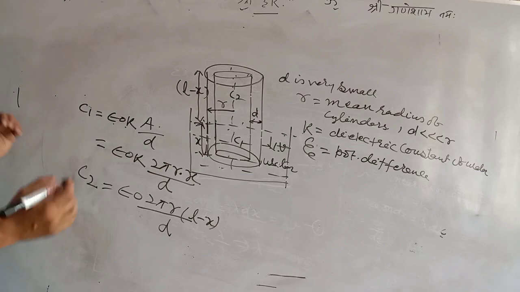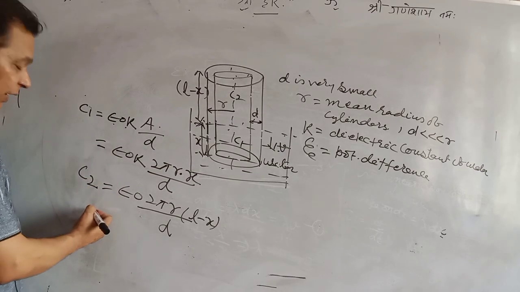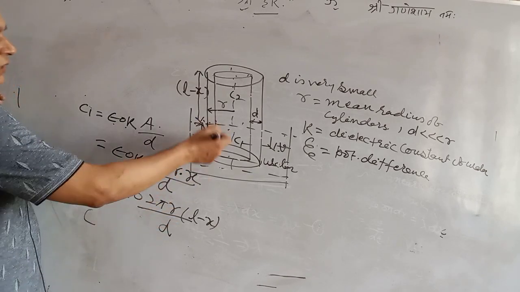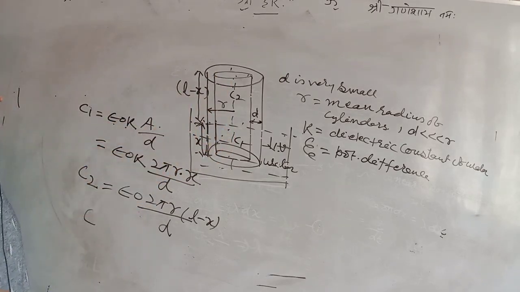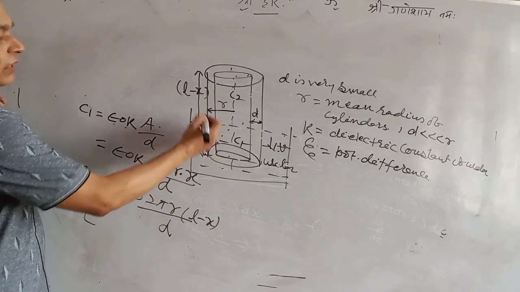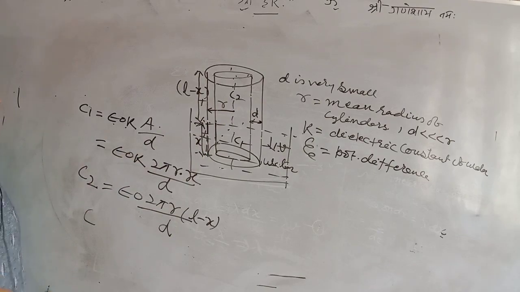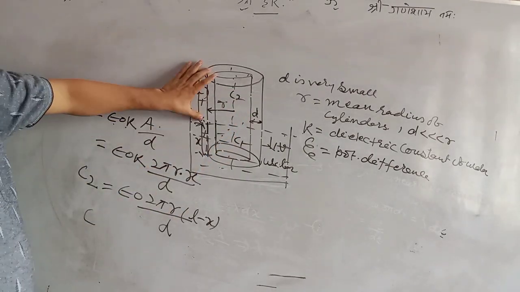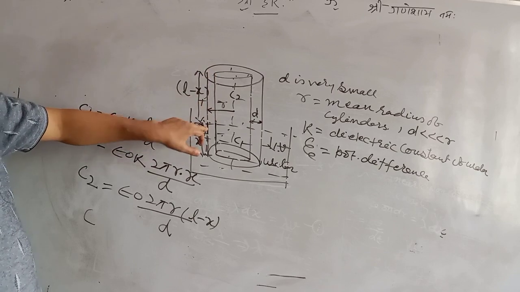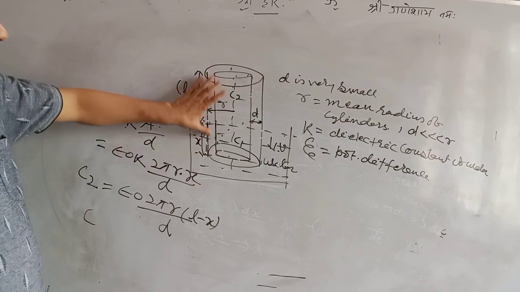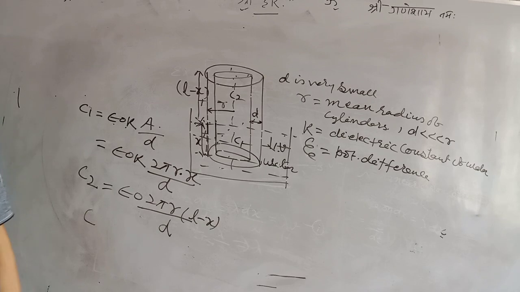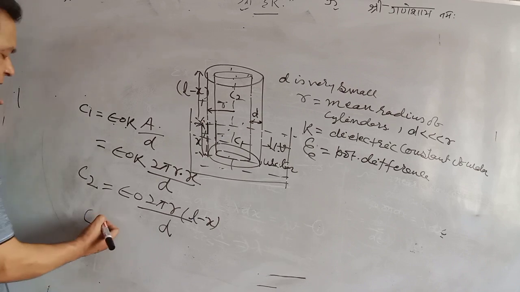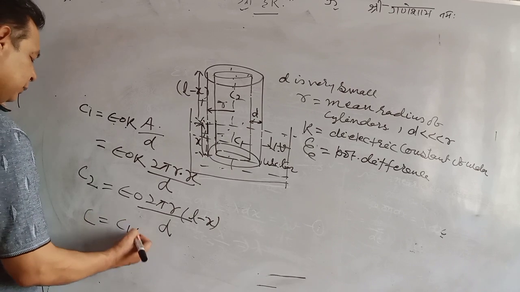Can you tell me the equivalent capacitance C? C1 and C2 will behave like parallel capacitors. Why? If this one is positively charged, that will also be positively charged, and if this one is negatively charged, that will be negatively charged. Both positively charged portions are connected because it is the same conductor, and both negatively charged portions are connected, another same conductor. So C1 and C2 will be in parallel, and the net capacitance is C equals C1 plus C2.